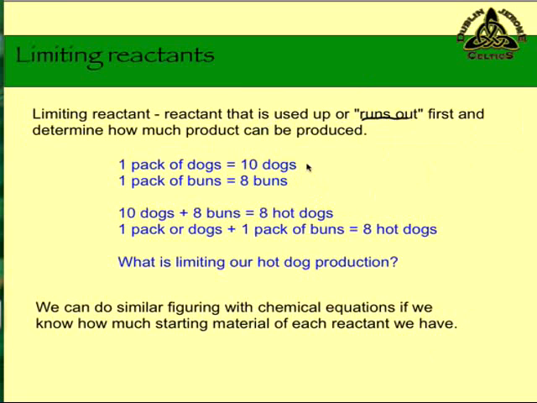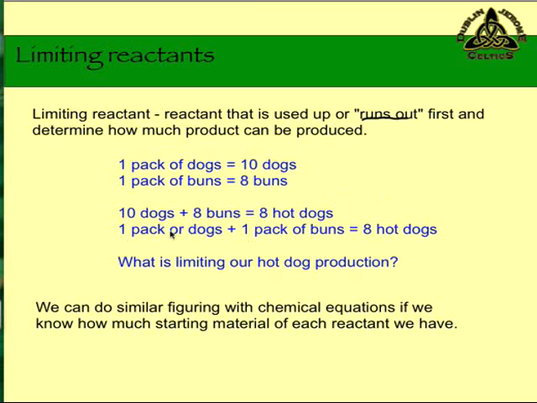The simplest example we have of a limiting reactant is with hot dogs. When you buy hot dogs, they come with 10 hot dogs in a pack, but the buns only come 8 buns to a pack. So if we buy one package of hot dogs, which has 10 dogs, and one package of buns, which has 8 buns, we can only make 8 total hot dogs, because we've got 10 dogs but 8 buns. So the buns are actually limiting us on how many hot dogs we're going to make.